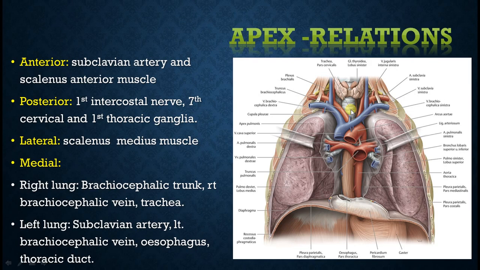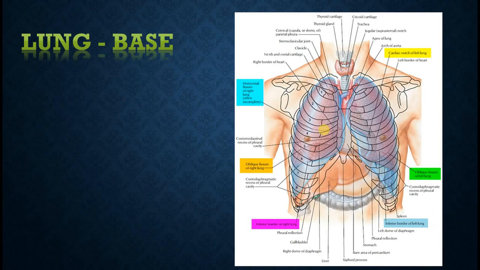So edema of the face and the upper limb, decreased arterial pulsations of the wrist, hemidiaphragm paralysis and hoarseness of voice, might be due to a neoplasm or any tumor affecting the apex of the lung.